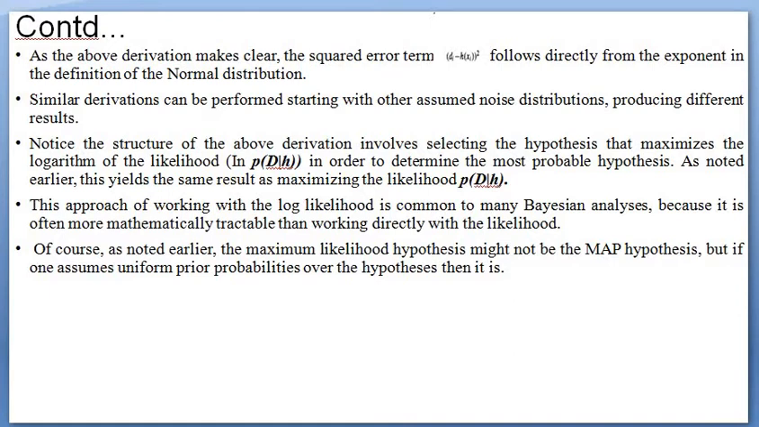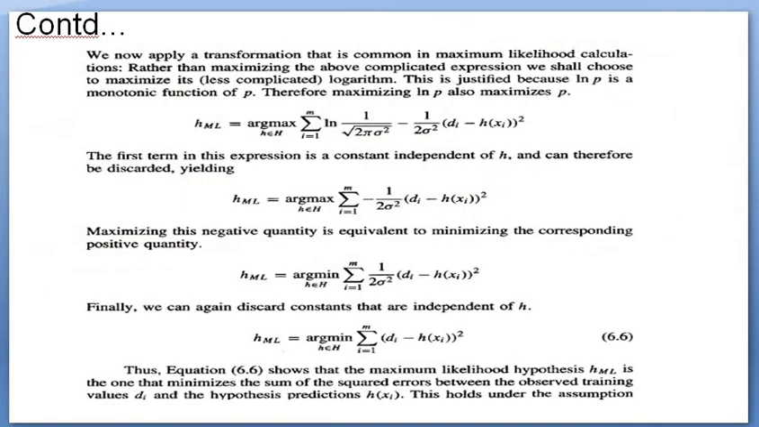and we found this formula, where we should have minimum error between the target value and the hypothesis value. If we subtract the hypothesis value from the target value, we should get the minimum value. Okay, that means the error is minimum here. Such a hypothesis we call a maximum likelihood hypothesis.